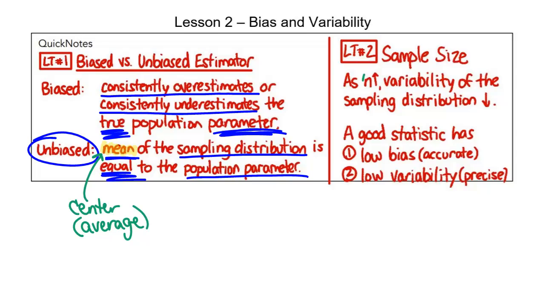Sample size, as n goes up, variability goes down. A good statistic has low bias so that it's accurate, and low variability so that it is also precise. We want this to be narrowed right around the true parameter. We want it to be centered around the true parameter, and we want it to be narrow so that there's not much variability. We are precise here. Most of our estimates are getting very close.